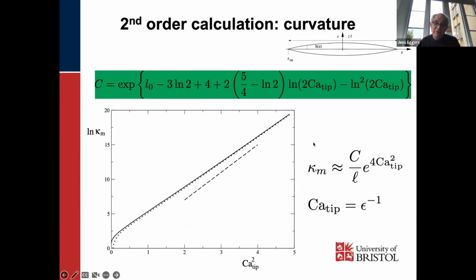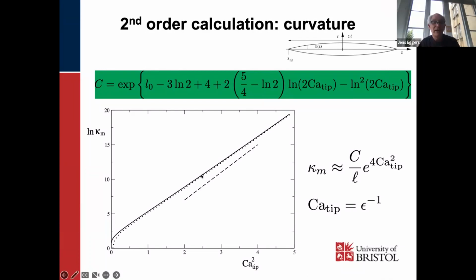I succeeded in writing the curvature at the tip as this factor of e to the 4 capillary number squared as before. But now I've also calculated this prefactor c here, which previously was unknown. And this factor c is this strange combination which in itself contains the capillary number. And now here is a comparison between my full numerical simulation, which is the full line, and this asymptotic calculation. And that's pretty remarkable here.